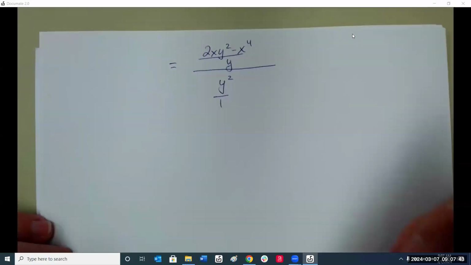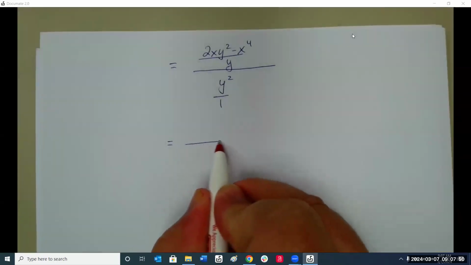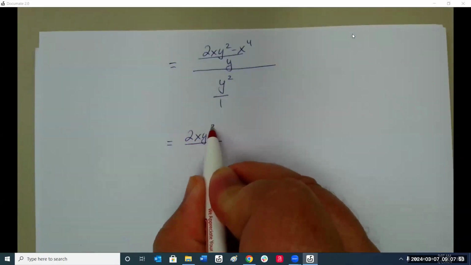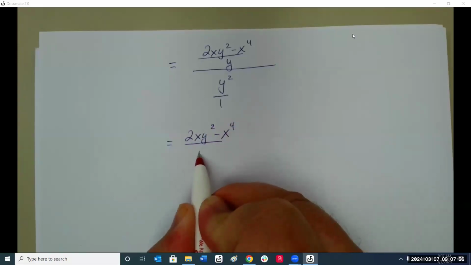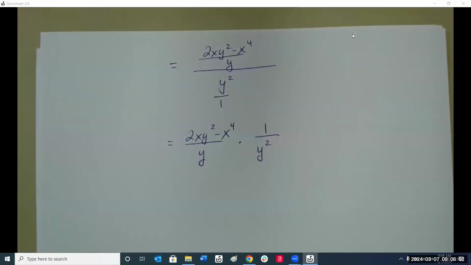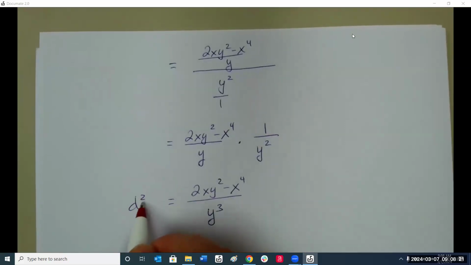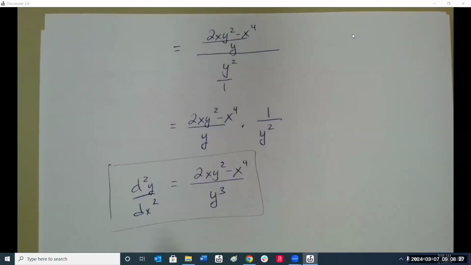A fraction over a fraction. So we take the top fraction and leave it alone. Multiply it by the flip of the bottom fraction to get xy squared minus x to the fourth over y cubed. There is our second derivative.